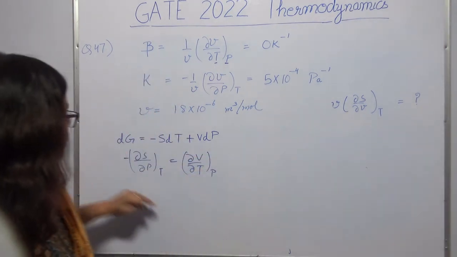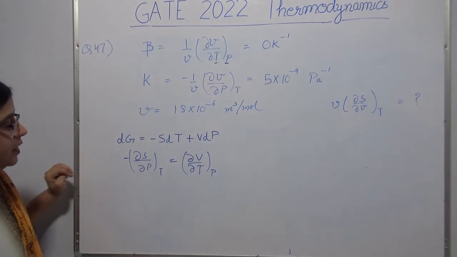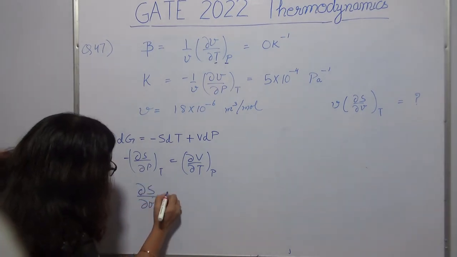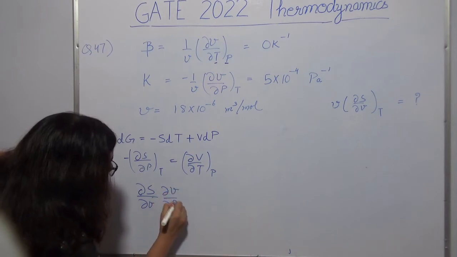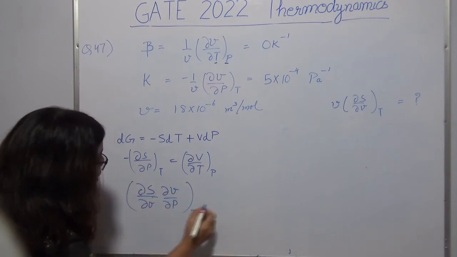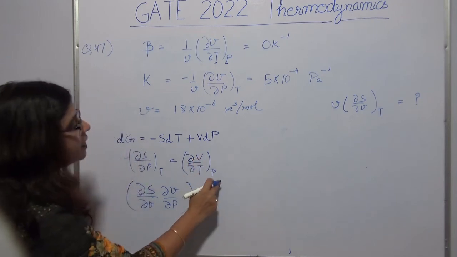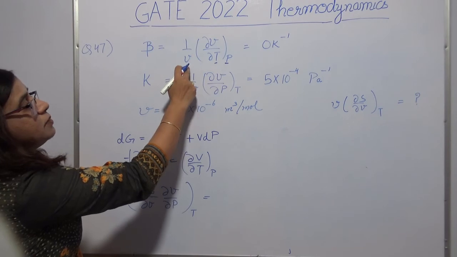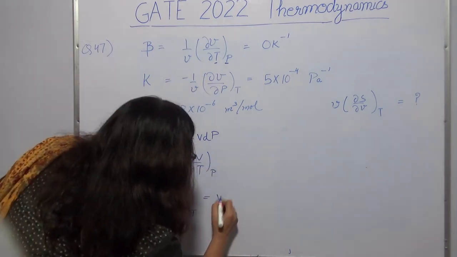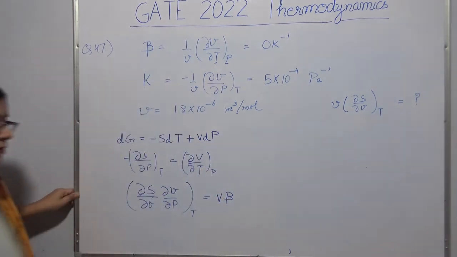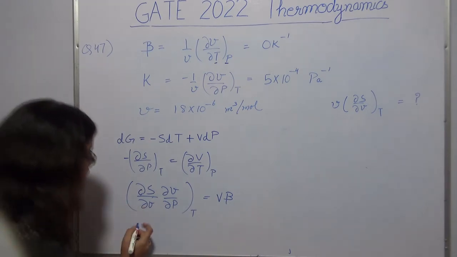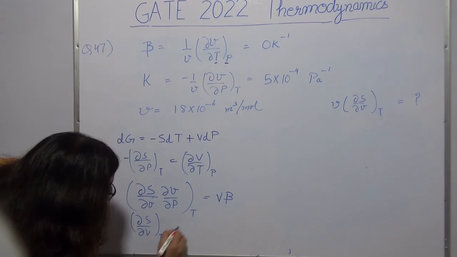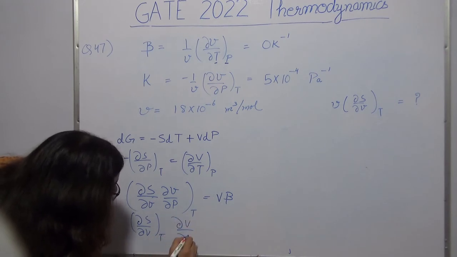Okay, so in order to find del S by del V, let's do one mathematical manipulation. Let's say I write del S by del V into del V by del P, applying the chain rule at constant T, that should be equal to del V by del T at constant P. From here, del V by del T at constant P is nothing but V into beta. Okay, now I can just separate these variables, del S by del V at constant T, del V by del P at constant T.